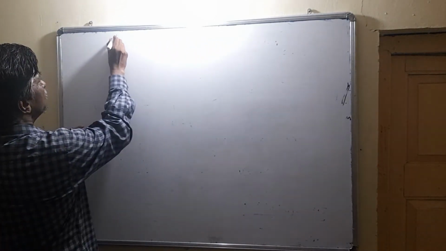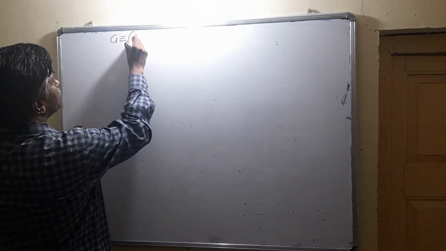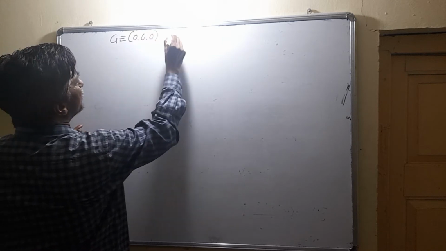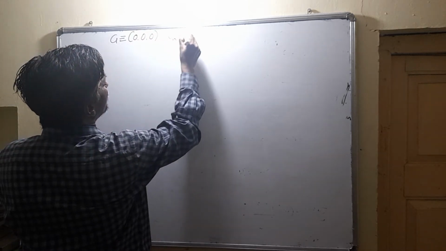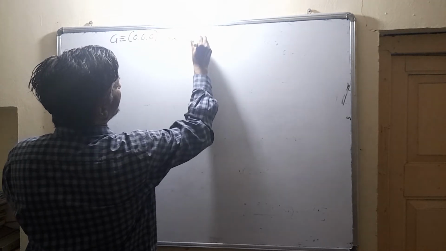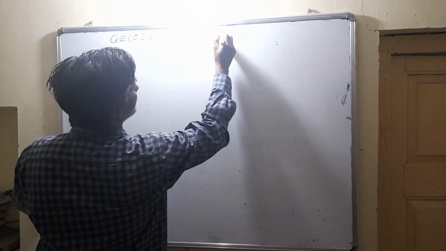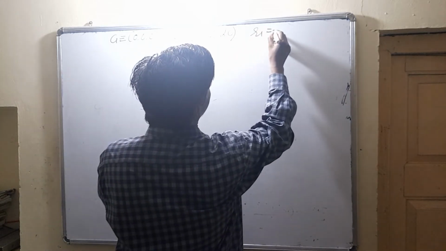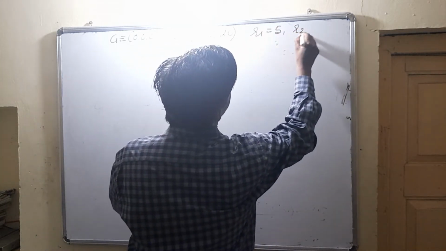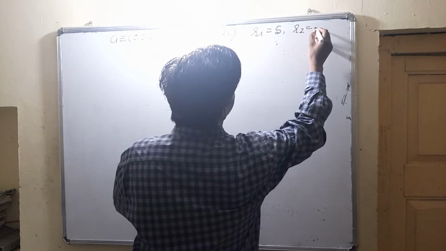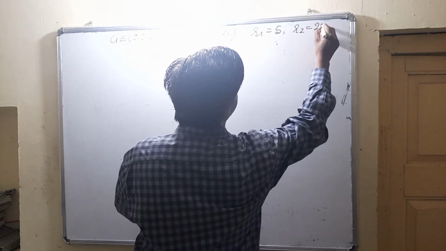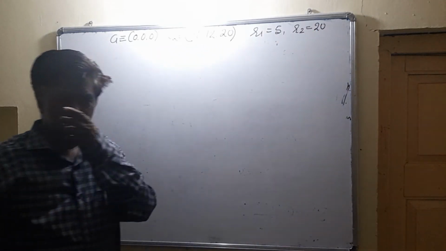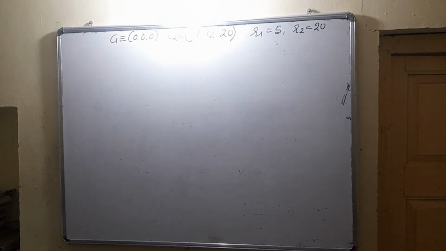C1 equal to 0, 0, 0. C2 equal to 9, 12 and 20. R1 equal to 5. R2 equal to 20. Clear? R1 equal to 5, R2 equal to 20.